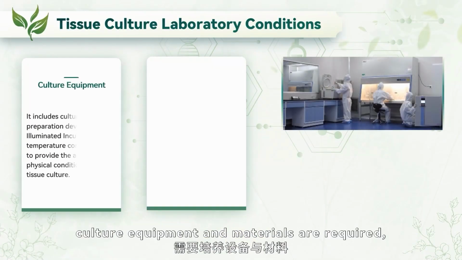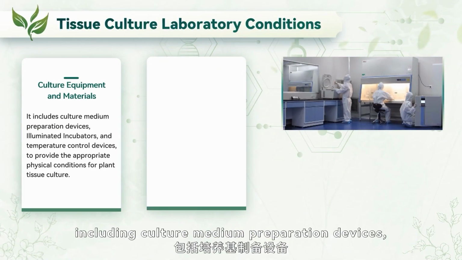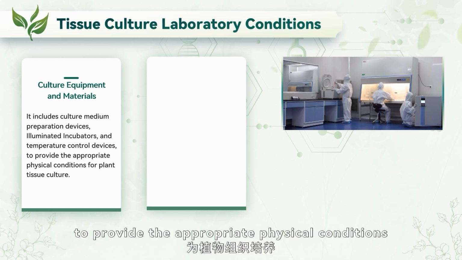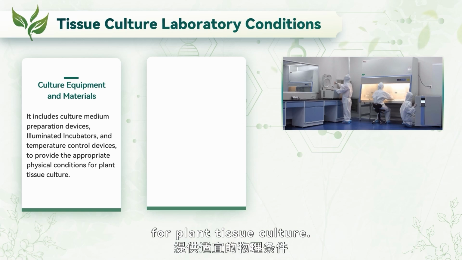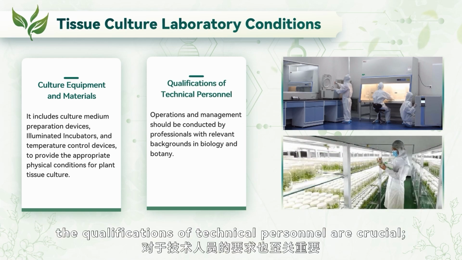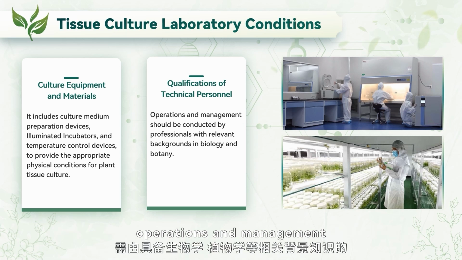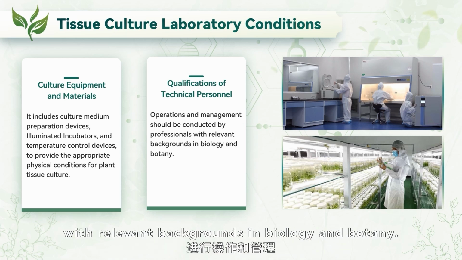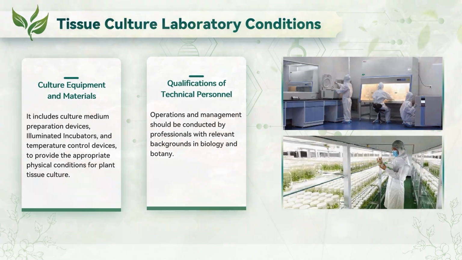Second, culture equipment and materials are required, including culture medium preparation devices, illuminated incubators, and temperature control devices to provide the appropriate physical conditions for plant tissue culture. Lastly, the qualifications of technical personnel are crucial. Operations and management should be conducted by professionals with relevant backgrounds in biology and botany.